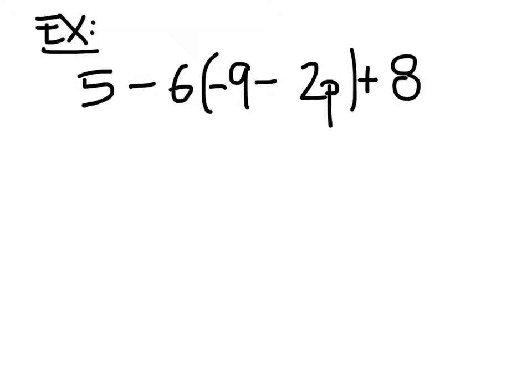Well, this one's a very interesting one because here we have 5 minus 6 in this parentheses, negative 9 minus 2p, and then plus 8. Okay? The question is, what number do we distribute and where do we distribute into? Okay, so let's start with the first question. What number are we distributing?